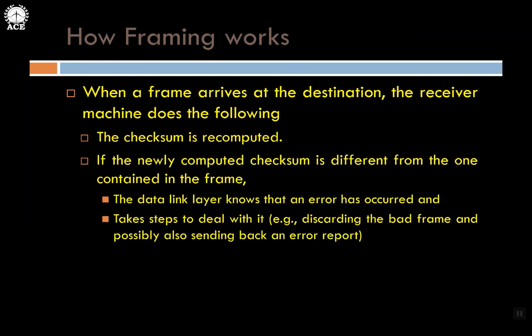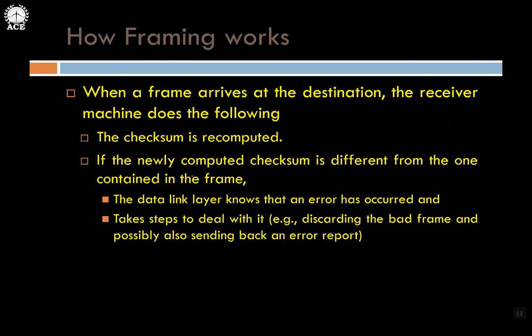Then what will the receiver do? When a frame arrives at the destination, the receiver machine does the following. The checksum is recomputed over the arrived data stream, and if the newly computed checksum is different from the one contained in the frame, there is an error. Checksum is nothing but information about the errors in the data, right?